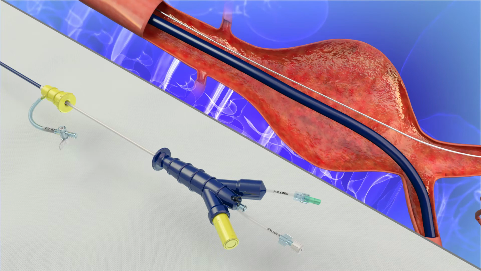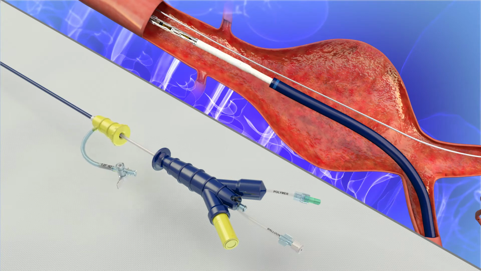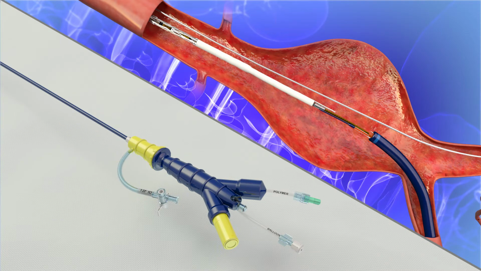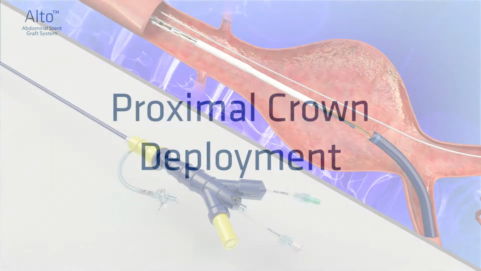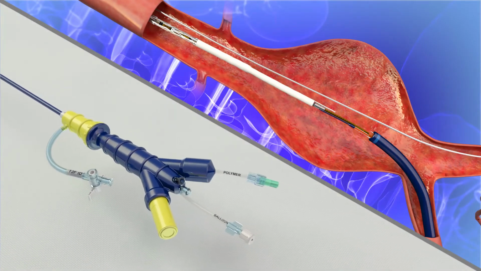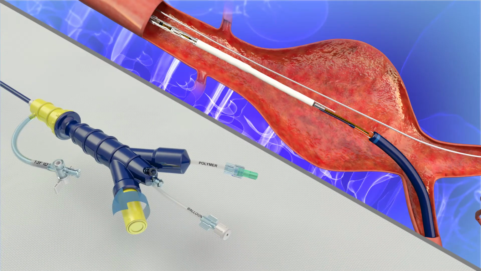To uncover the graft, fully retract the delivery system outer sheath while holding the handle stationary. Turn and pull the mid-crown deployment knob, or first stent release knob, on the handle to deploy the mid-crown.